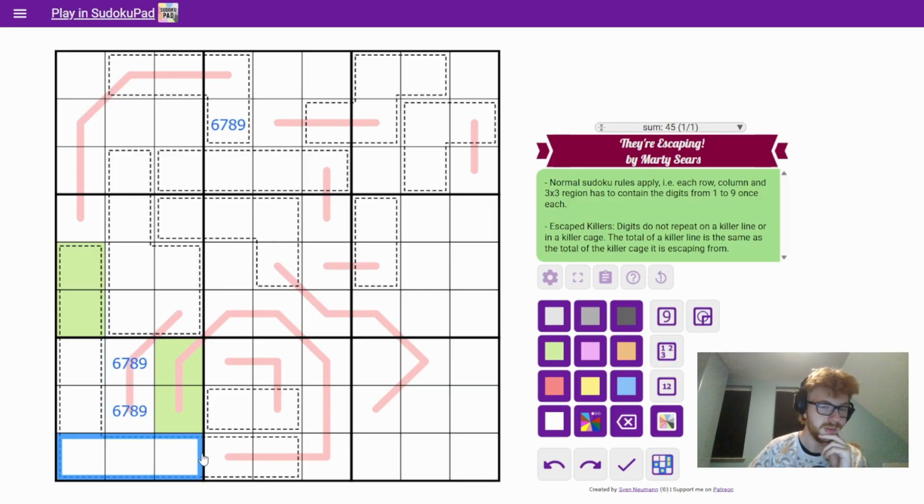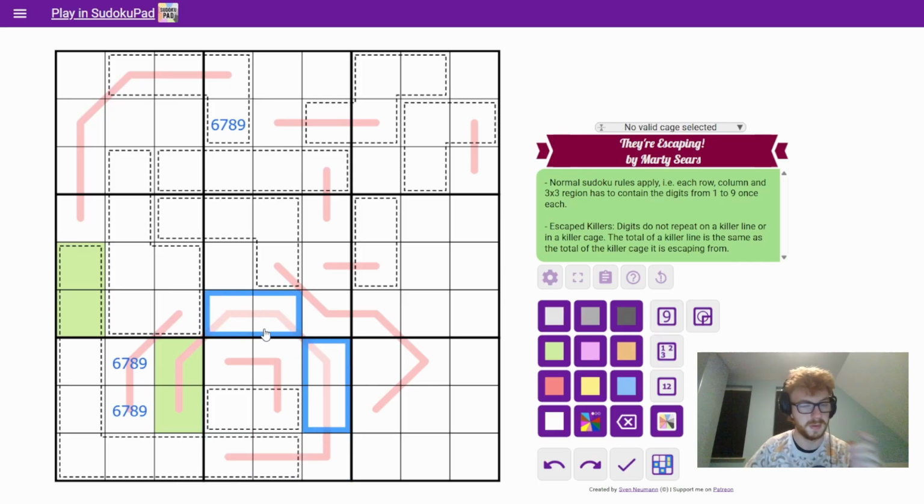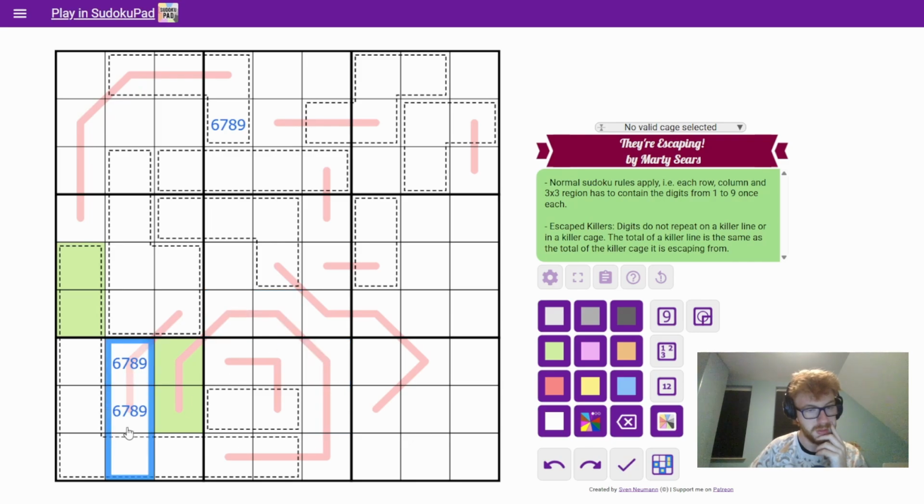Well, okay, so these three cells, where do they go on this line? They don't go here, they don't go there, so they go in these cells. Okay. Where do these two cells go in this cage? They don't go there because that's green. They don't go there, so they go there. Right. That must be correct, right? I don't know, that seems weird to me that it places it there, but I don't know why. It just feels wrong.